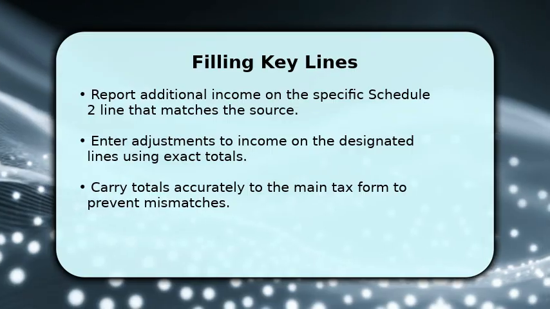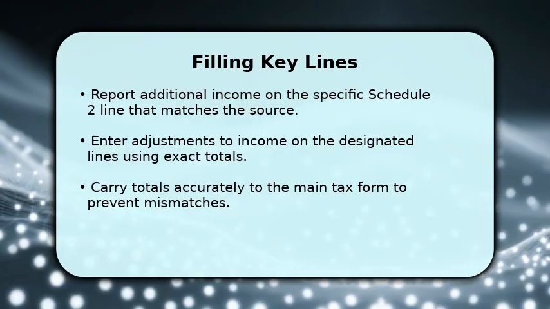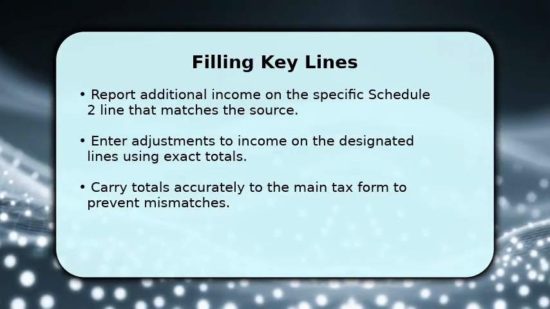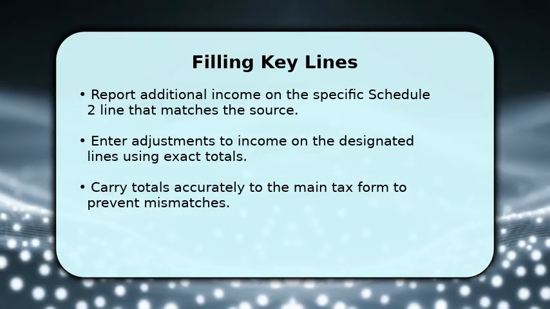For adjustments, calculate totals carefully and list supporting items so you can back them up. Finally, transfer the final totals to your main tax return and compare to ensure both forms match before filing.